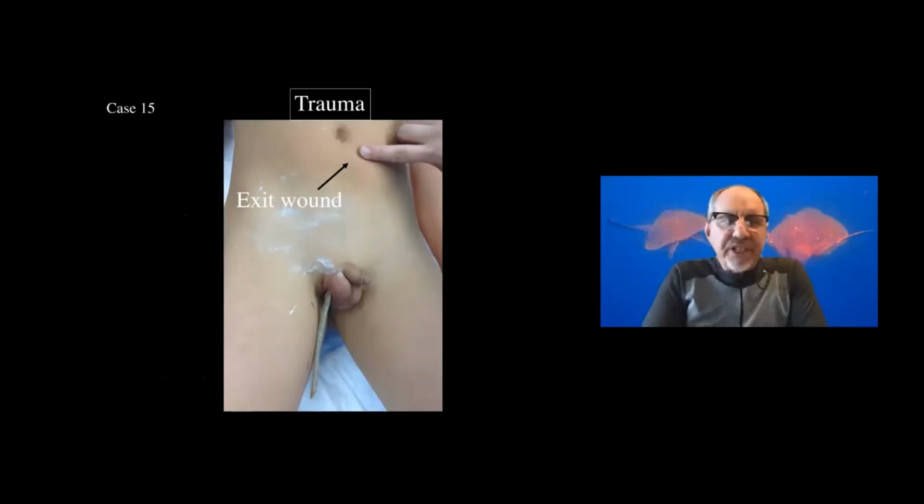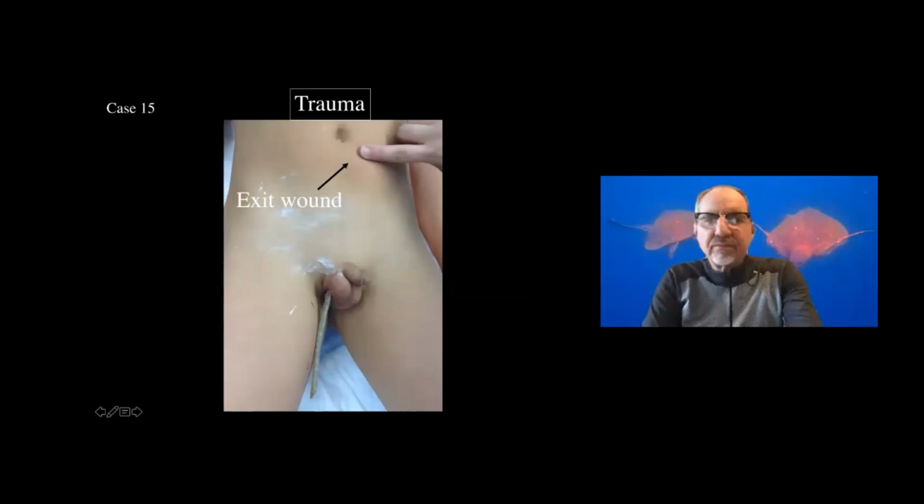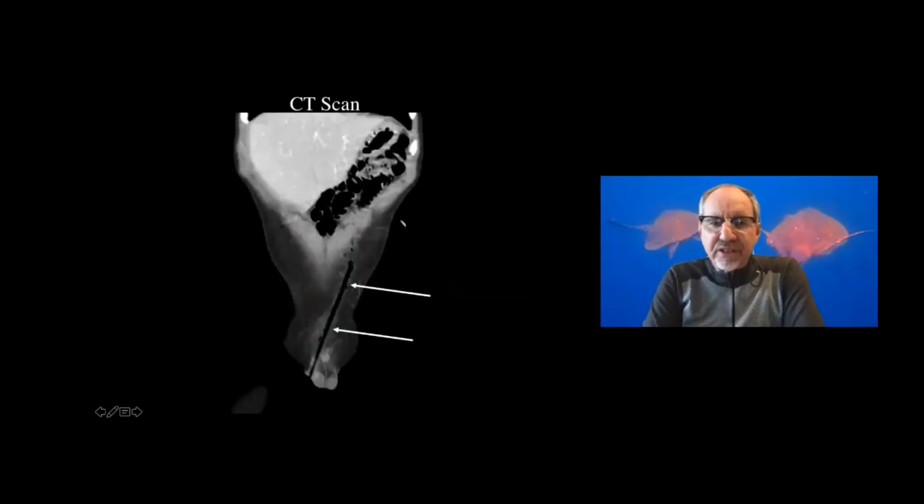Okay, 15, this is a patient with trauma, and you can see there's a problem here, and there's actually an exit wound here. What's the diagnosis? You have 4 choices, and is this a pediatric urologic emergency? How we do, Michelle? We're pretty much on course here.